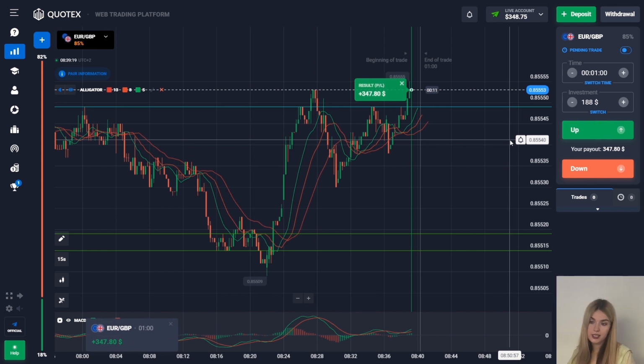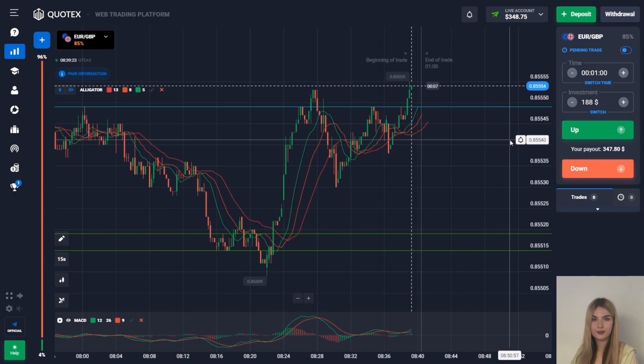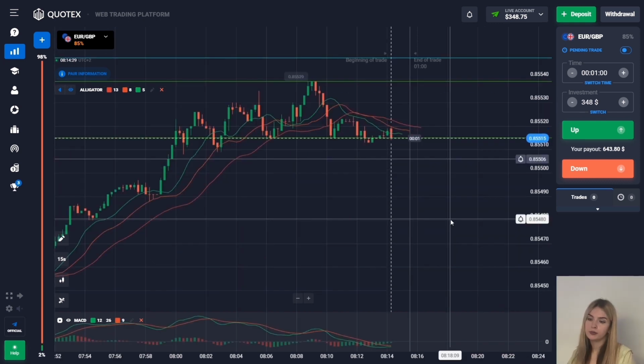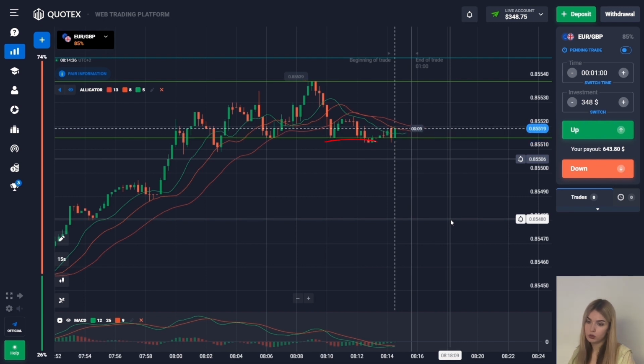And we see that the price breaks through the resistance level, which allows us to make a profit. Let's see what the market situation is next. We have a good uptrend. The price has updated the previous high and slightly rolled back to the level of the previous low.